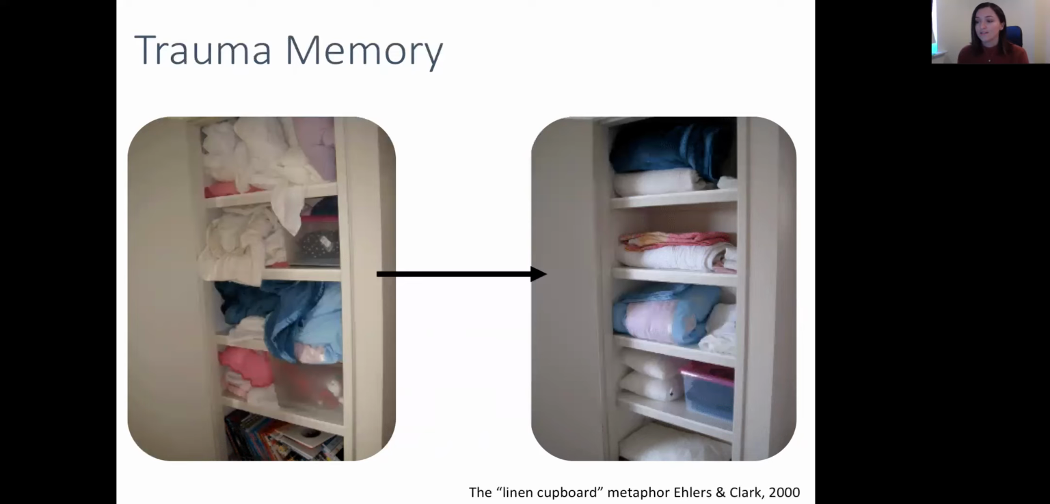It also states that faulty encoding leads to fragmented memories, so memories that have details missing, and an unclear temporal order. The linen cupboard metaphor is commonly used to explain the nature of trauma memory in line with this model. So here, memories in PTSD are compared to a messy cupboard, in which many things have been thrown in quite quickly and in a disorganised fashion. So it's difficult to fully close the door, and things fall out at unpredictable times.